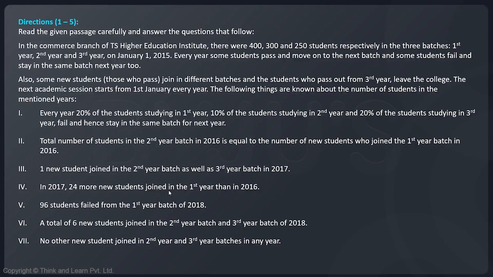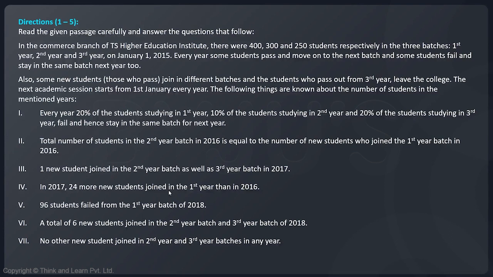Every year, some students pass and move on to the next batch, and some students fail and stay in the same batch next year. Also, some new students, those who pass, join in different batches, and the students who pass out from third year leave the college. The next academic session starts from 1st January every year. The following things are known about the number of students in the mentioned years.